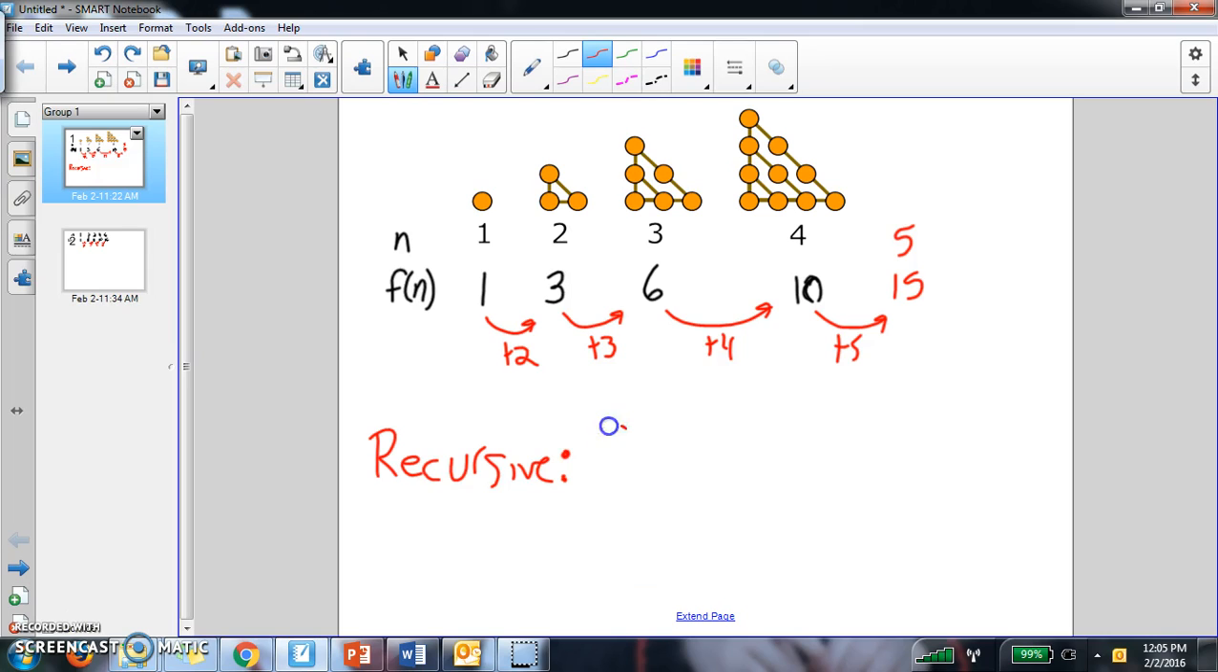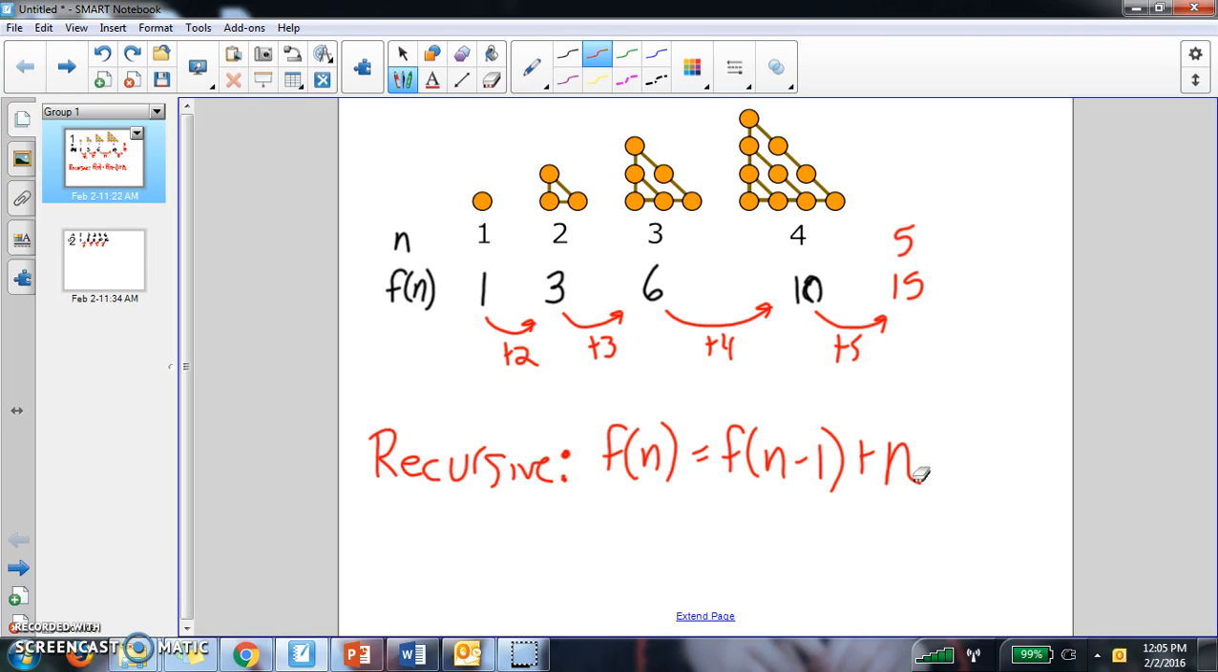And what the recursive pattern does is it says that the number of dots, f of n, is going to be equal to the previous number of dots, f of n minus 1, plus the current figure I'm on, n. So when I think about the fifth figure, the number of dots would be the fourth figure's number of dots, which is 10, plus the figure I'm on, which is 5. 10 plus 5 gives me 15. And this will work for recursive.